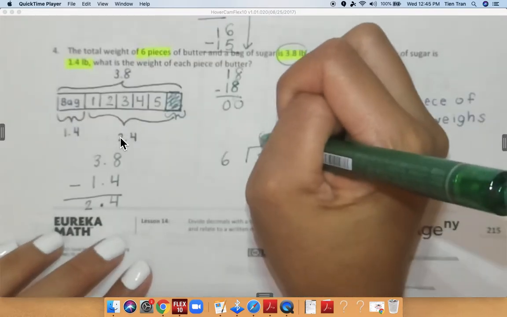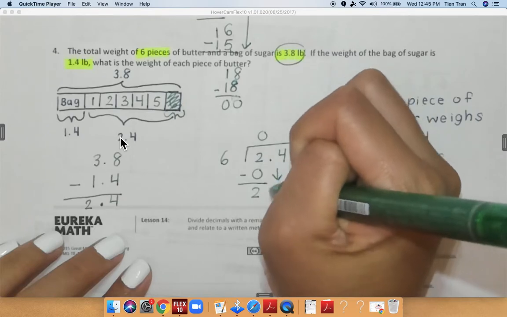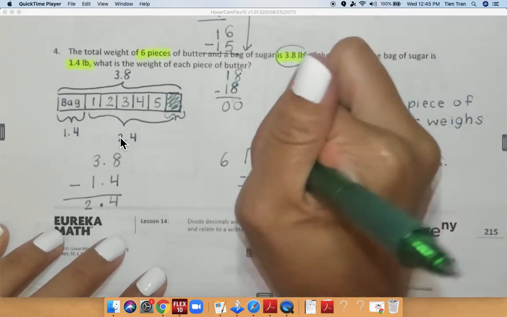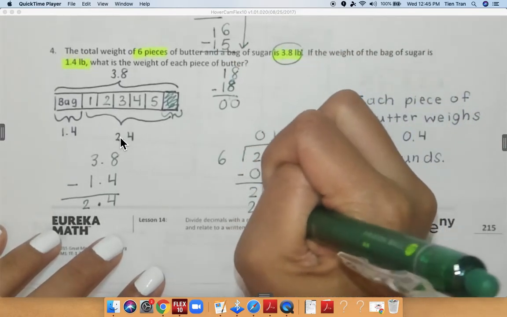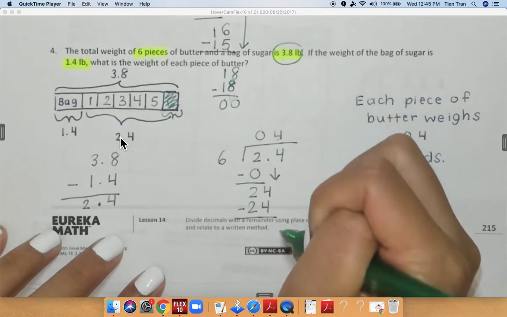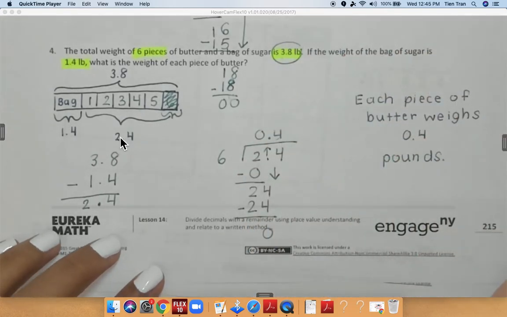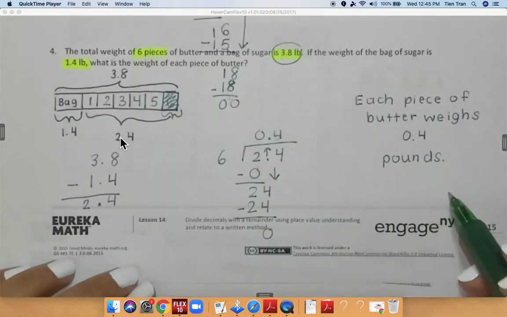6 can go into 2 0 times. 2 minus 0 is 2. Bring down your 4. 6 can go into 24 4 times. Because 6 times 4 is equal to 24. 24 minus 24 is equal to 0. Bring up my decimal and I get 0.4. So each piece of butter weighs 0.4 pounds.